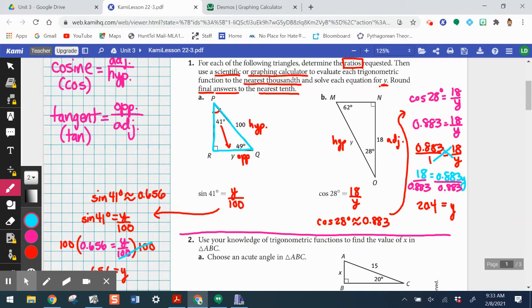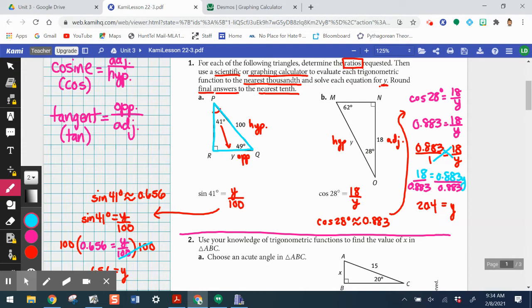They tell us to use the cosine of 28 degrees. And again, that's a great trig function to use here because in reference to the 28 degrees, we have the adjacent side, which is NO, and they tell us that length is 18. And we're looking for the hypotenuse, which is MO, and they label that y. So we have the adjacent side to 28, and we're looking for the hypotenuse of that right triangle. So it makes sense that we would use the cosine of 28 degrees.